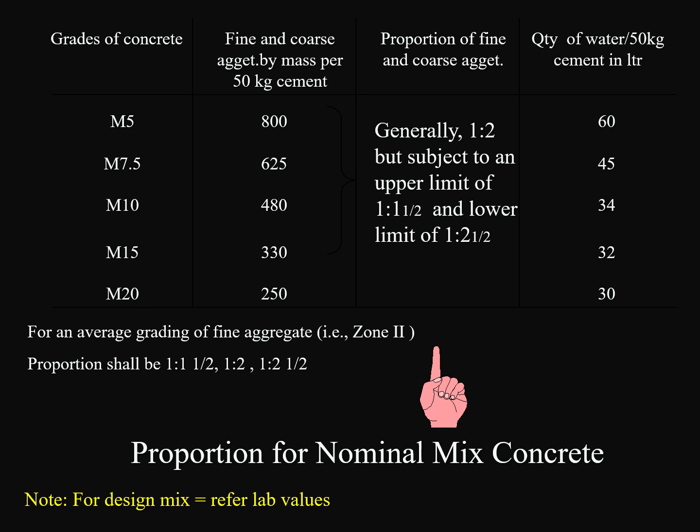For an average grading of fine aggregate, that is zone 2, these proportions shall be 1:1.5, 1:2, 1:1.5, 1:2.5. Proportion for nominal mix concrete have been explained. Note that for mix design, refer lab values, not these values.